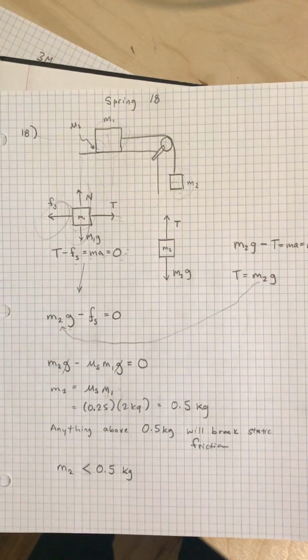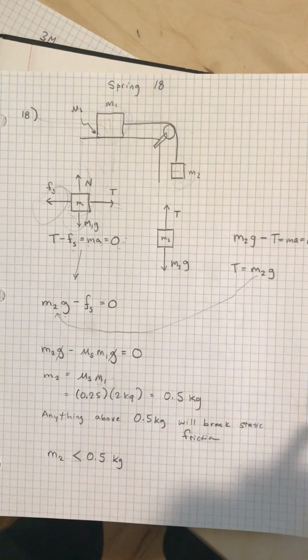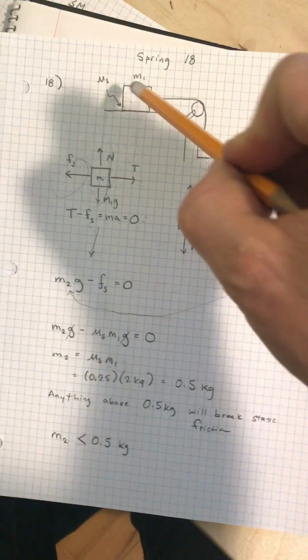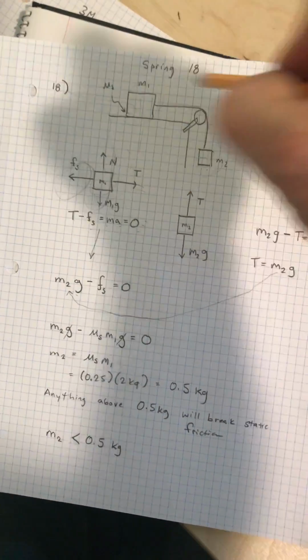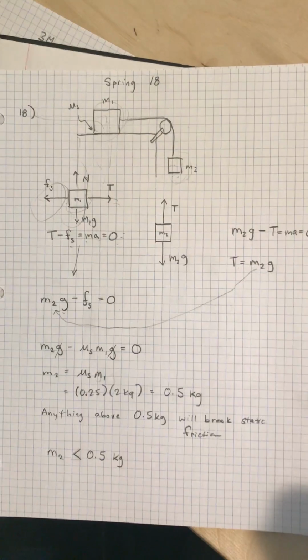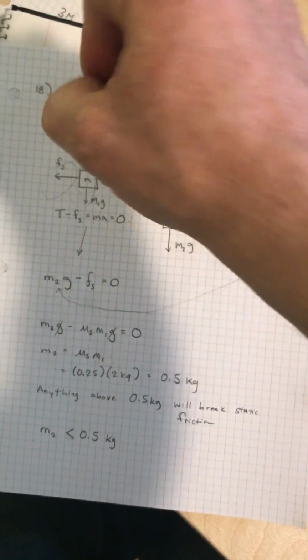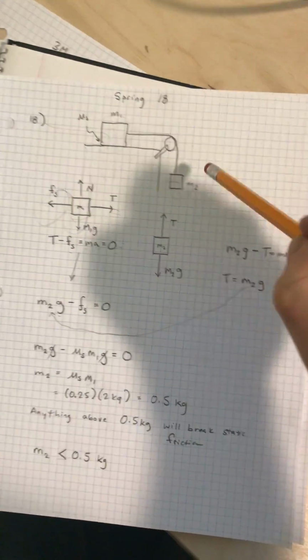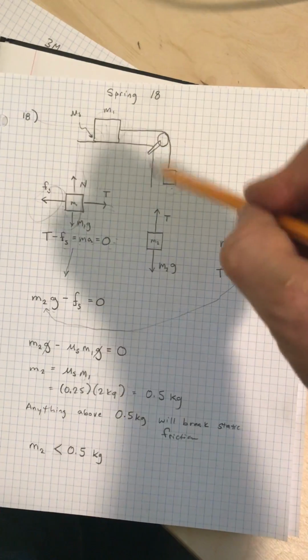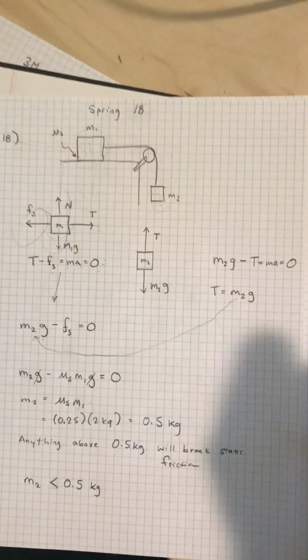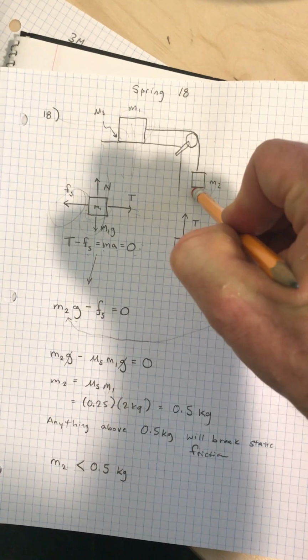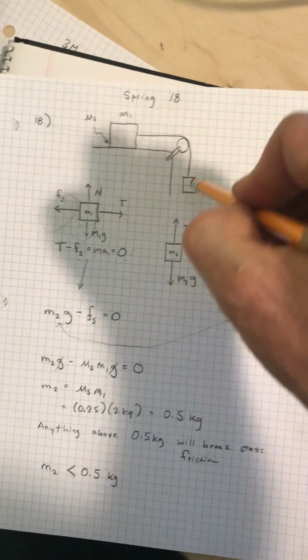This is the solution to the Spring 2018 problem number 18. We have a mass being pulled by another mass by means of a pulley. The other mass is dangling over the edge of the table. We're given a static coefficient of friction, and we're asked what is the mass at which this static friction will be broken. So as this becomes more massive, it's going to exert more force.